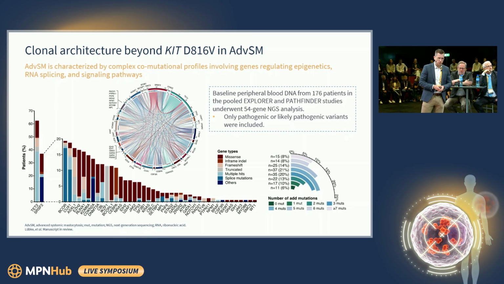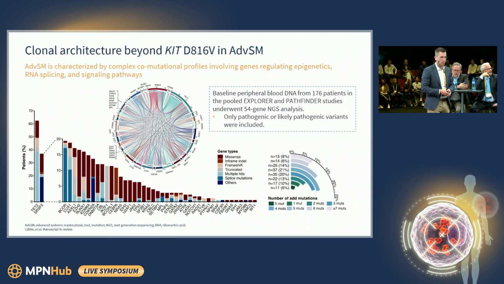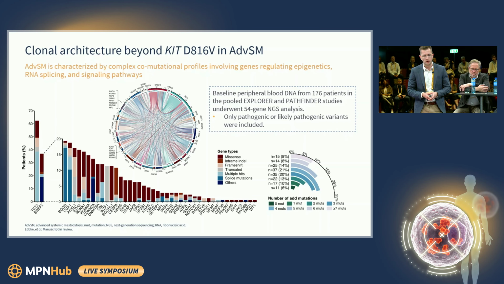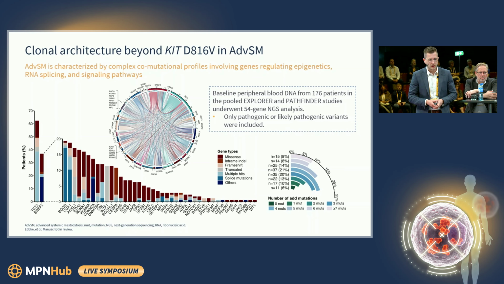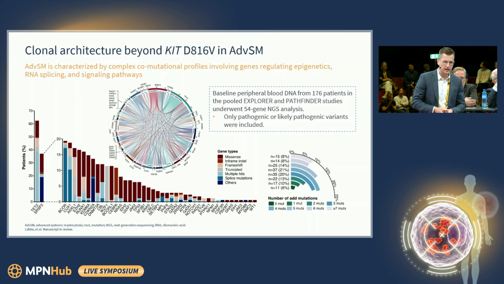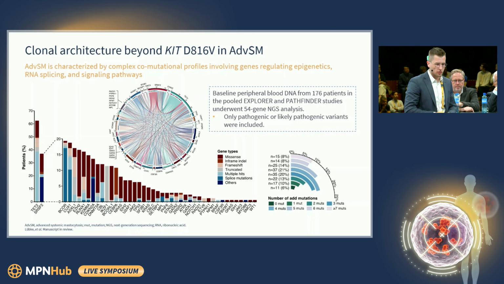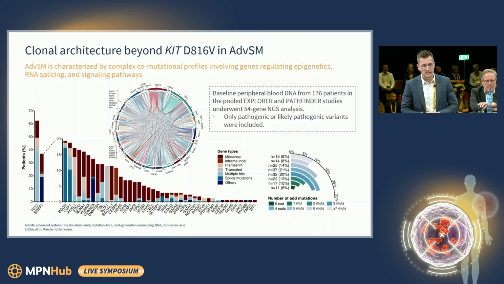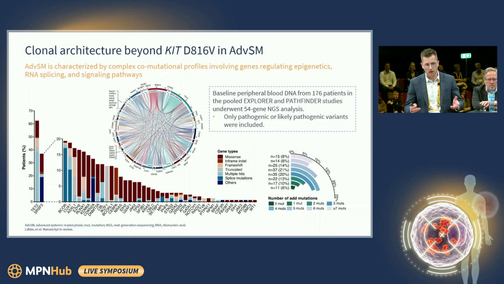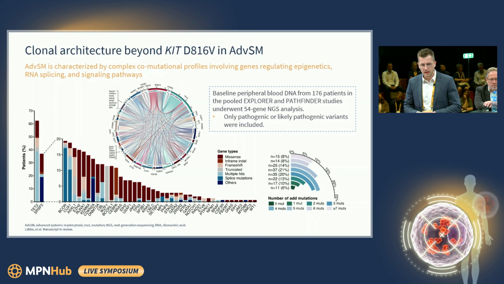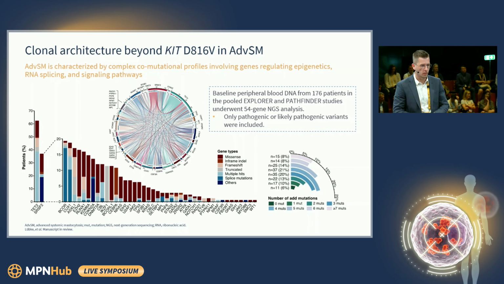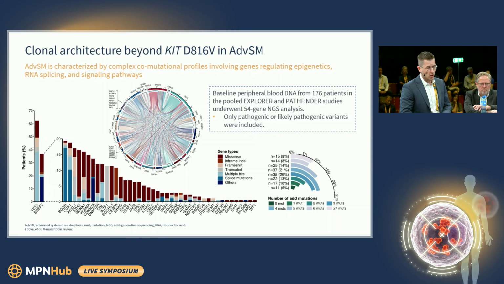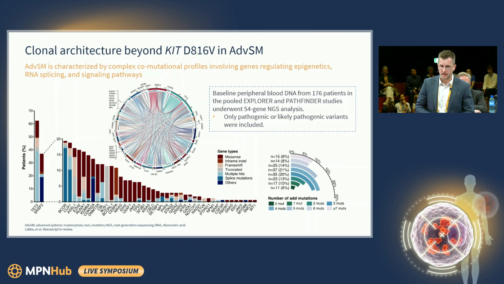In this analysis, we analyzed 176 patients in the pooled EXPLORER and PATHFINDER clinical studies. Avapritinib was evaluated for efficacy and safety, and those patients underwent a 54-gene panel at baseline. And these analyses are now shown here. We see that over 94% of patients had at least one additional somatic mutation beyond this KIT D816V mutation, and the median number of additional mutations was 4 per patient. They occurred in various combinations with each other, and most commonly we saw mutations in TET2 and SRSF2.